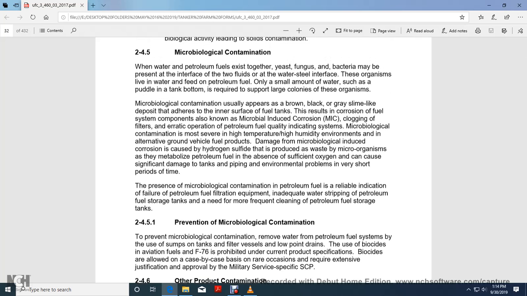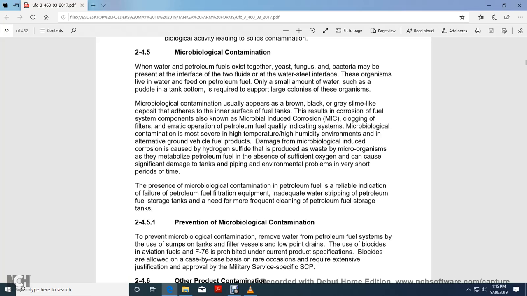Or microbiological contamination. Water and petroleum fuels exist together. Yeast, fungus, and bacteria may be present at the interface of the two fluids. They live in the water at the interface with the organism and feed on the petroleum fuel. Only a small amount of water, such as a puddle on the tank bottom, is required to support large colonies of these organisms.